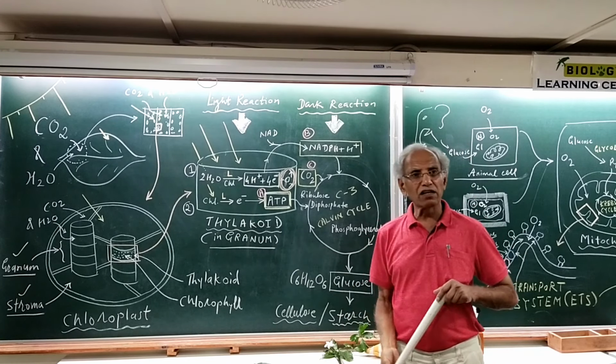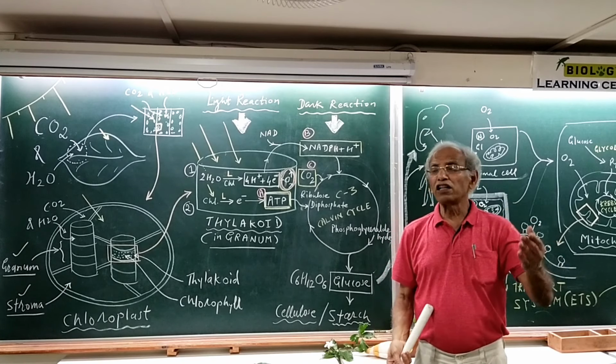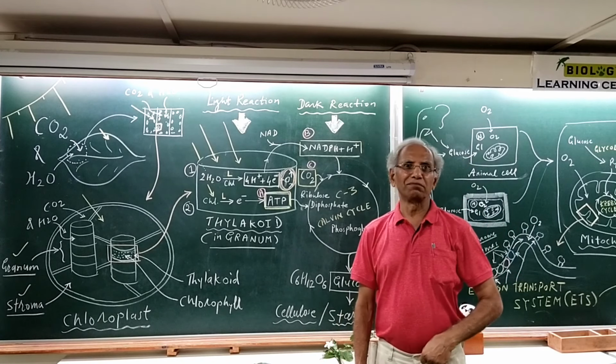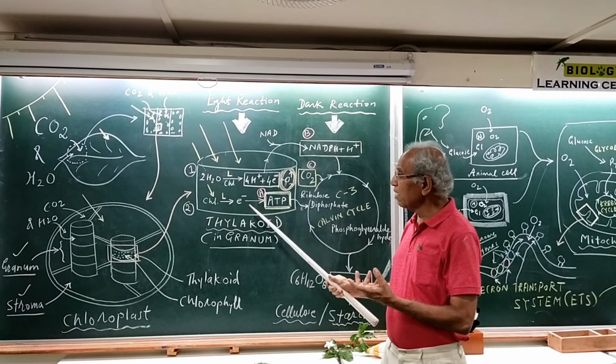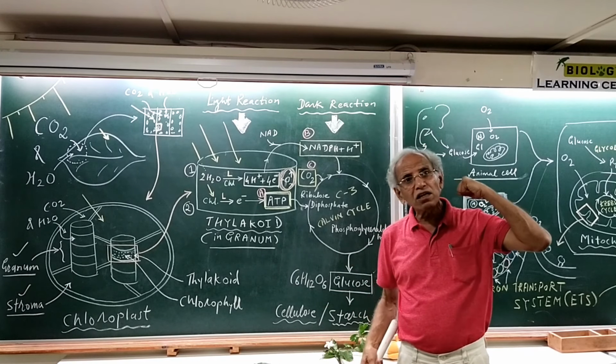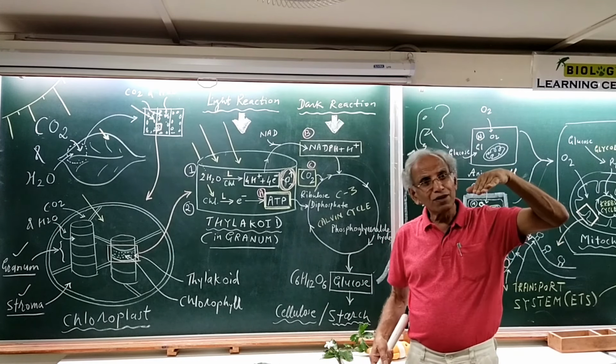So electron must have energy. So electron energy is put into the ATP energy. And from where does this electron get its energy? It gets it from photon.